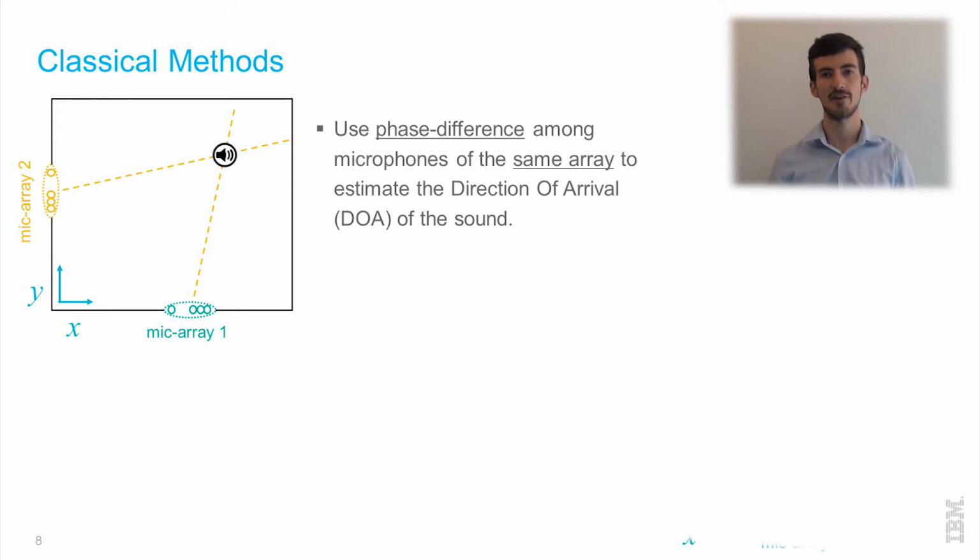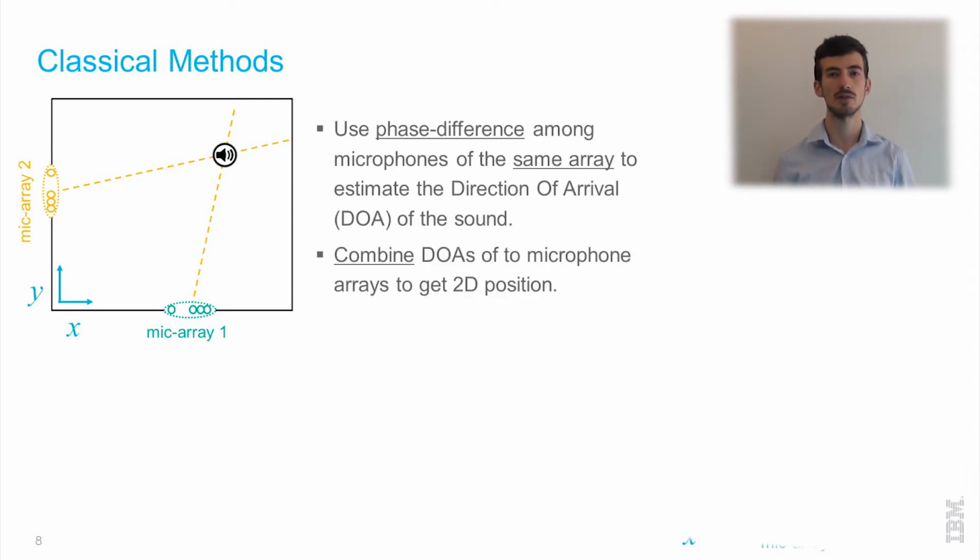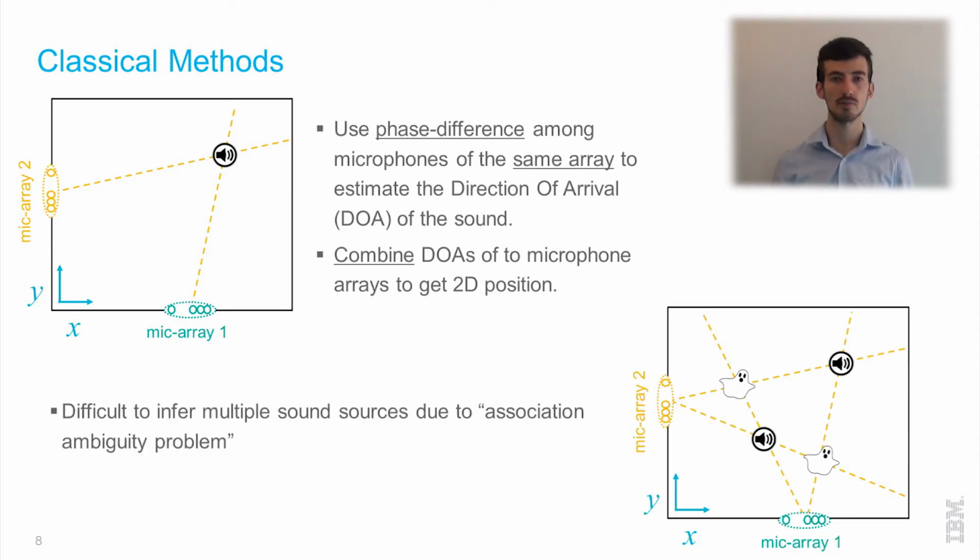Classical approaches use phase difference between sound signals captured by microphones of the same array in order to infer the direction of arrival of the sound. By combining multiple directions of arrival from different arrays, one can infer the XY position of the source. However, in the presence of multiple sound sources, an issue known as the association ambiguity problem arises. This issue is that there could be more candidates than actual sources.